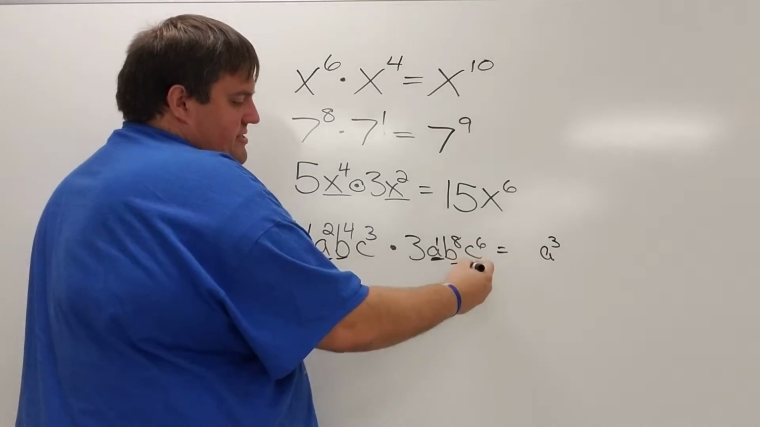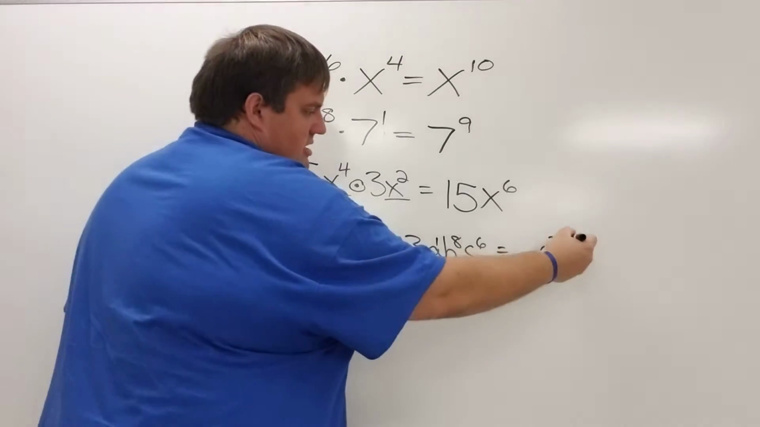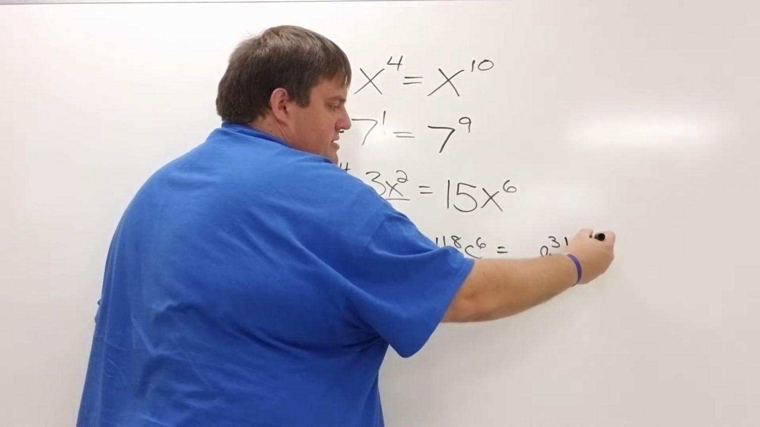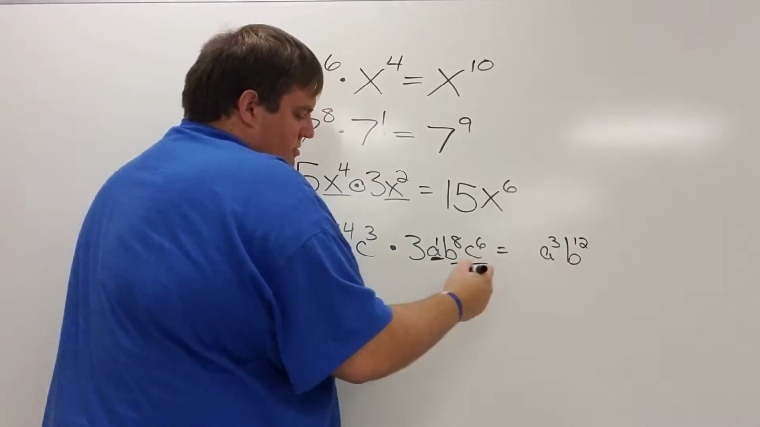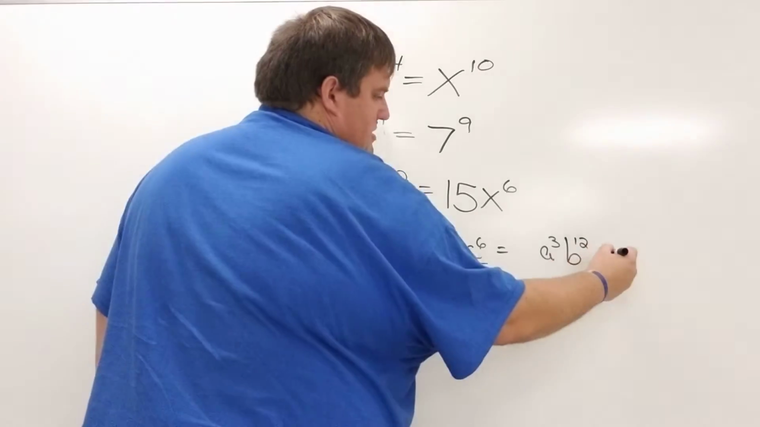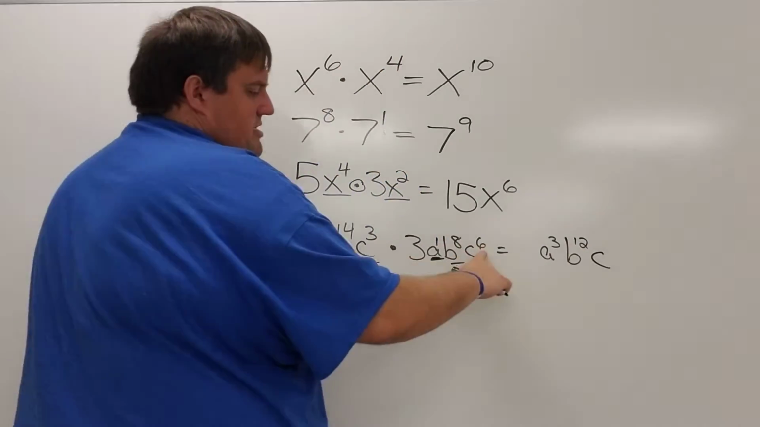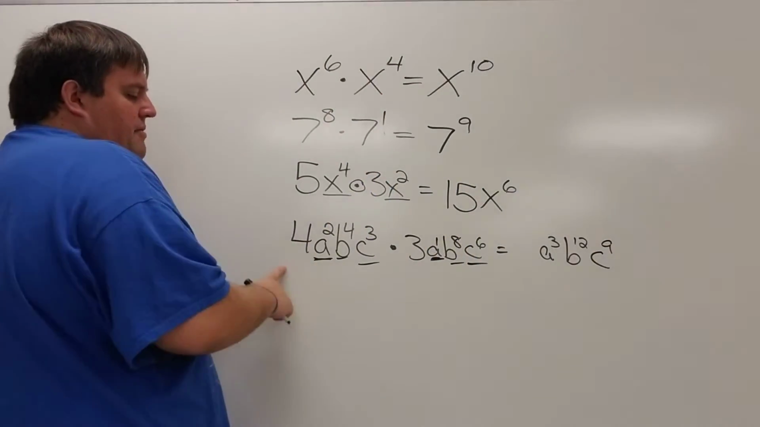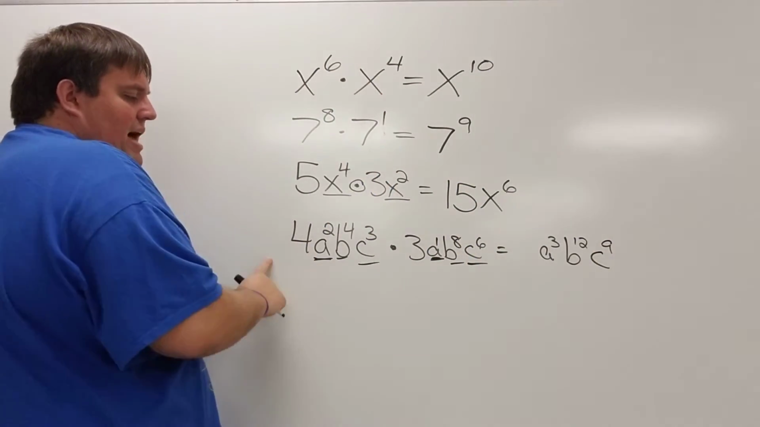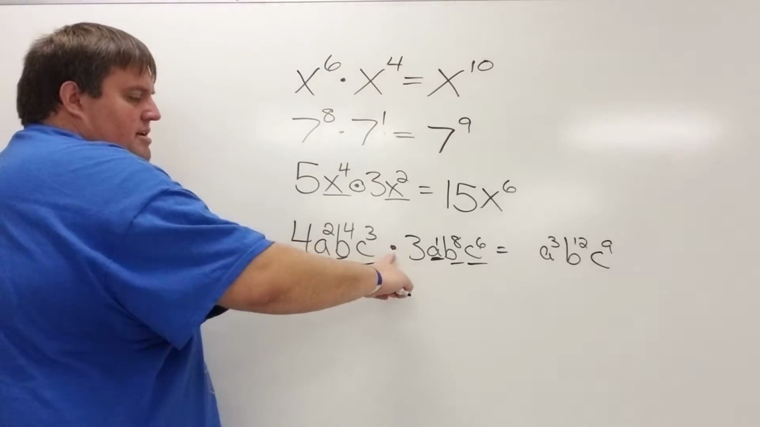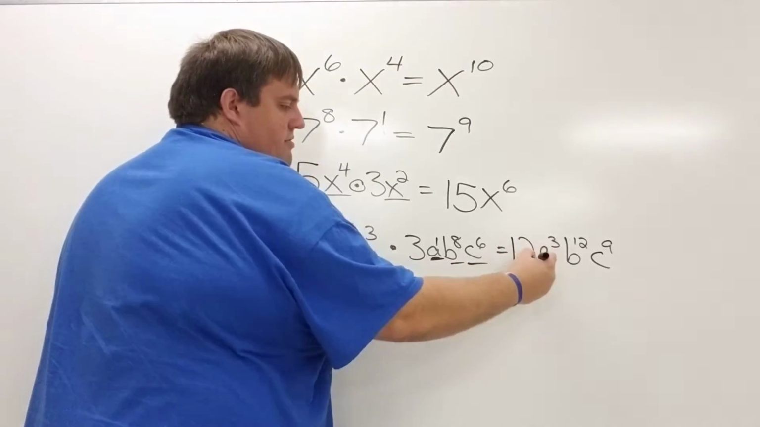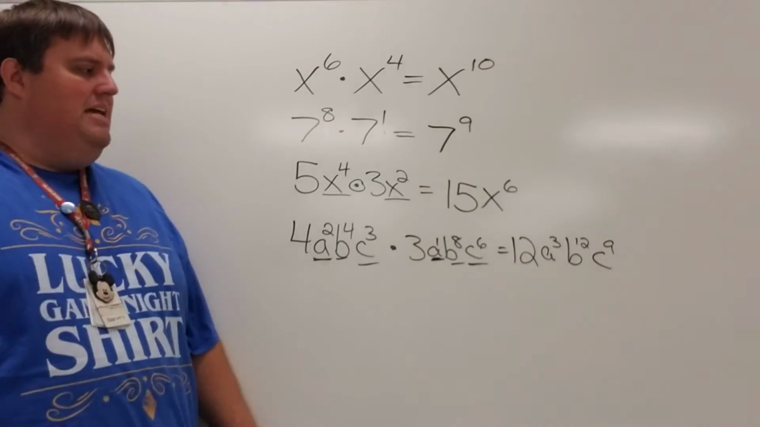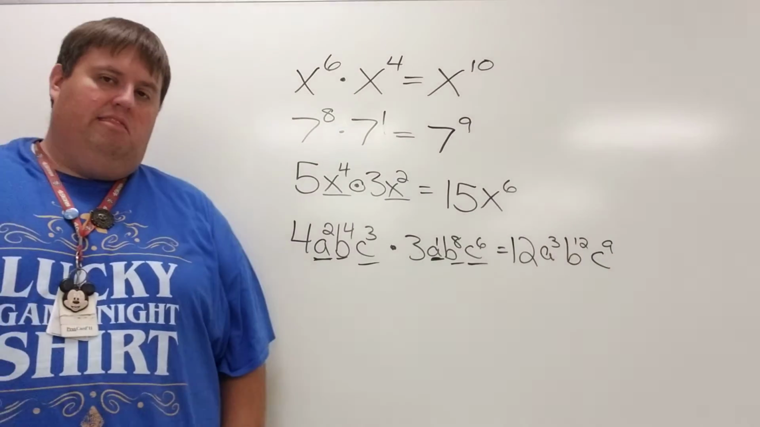Do it with the b's. Keep the b, add them up. 8 plus 4, there's 12 total b's. Do it with the c's. Keep the c. 3 plus 6 will give you 9 total c's. And then with the 3 and the 4, again, they don't match, so we do whatever the problem says and multiply them. 3 times 4 is going to give me 12, a to the 3rd, b to the 12th, c to the 9th.